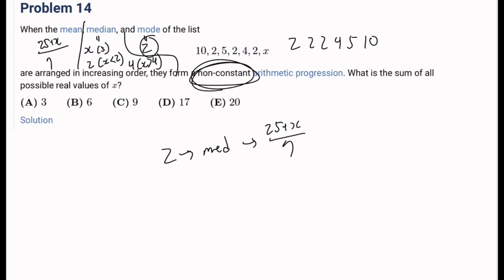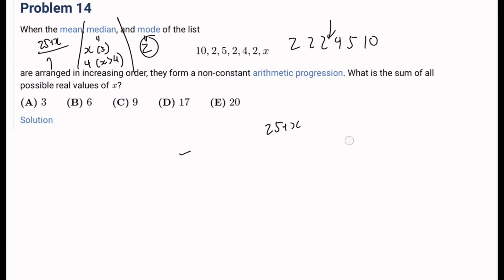But then they are non-constant, so these just can't be increasing by 0, right? So this cannot be 2, and so the median cannot be 2. So we can take this away, and so the median is either x in the middle, which is 3, or it's 4 when x is greater than 4, right? And so now let's divide it into those 2 categories.